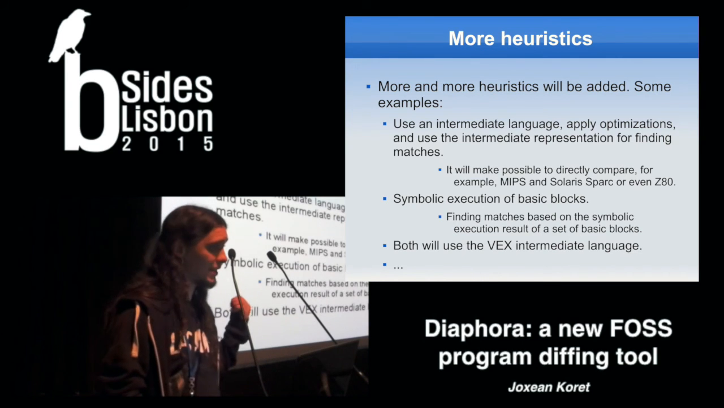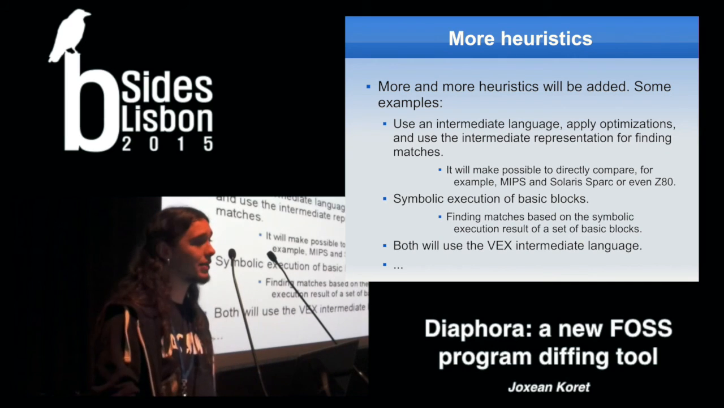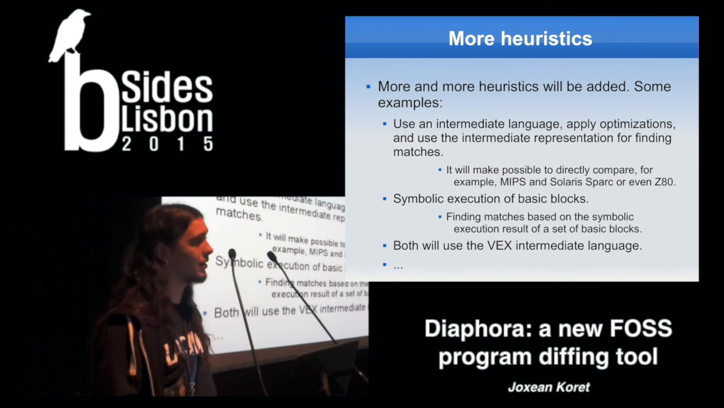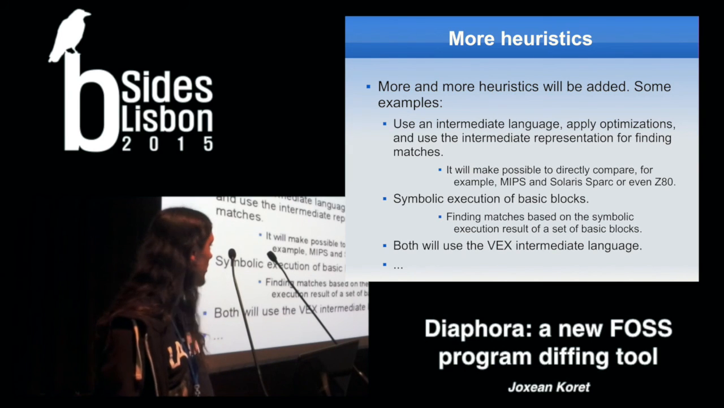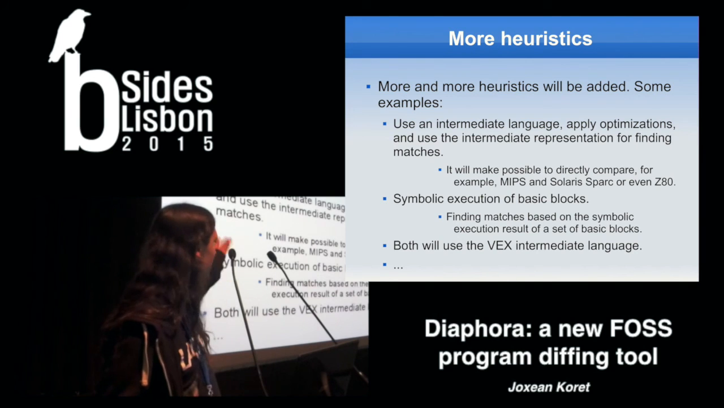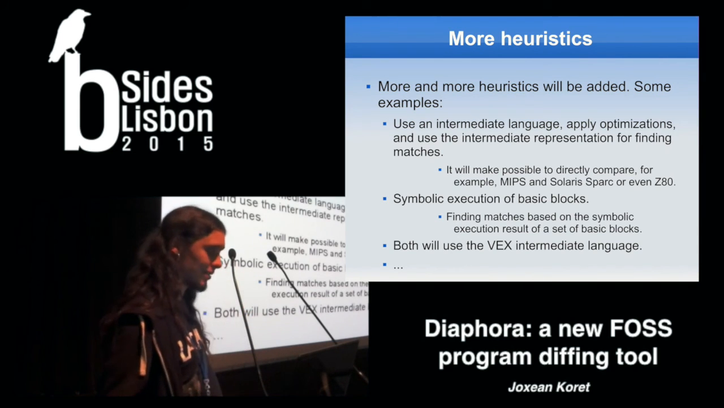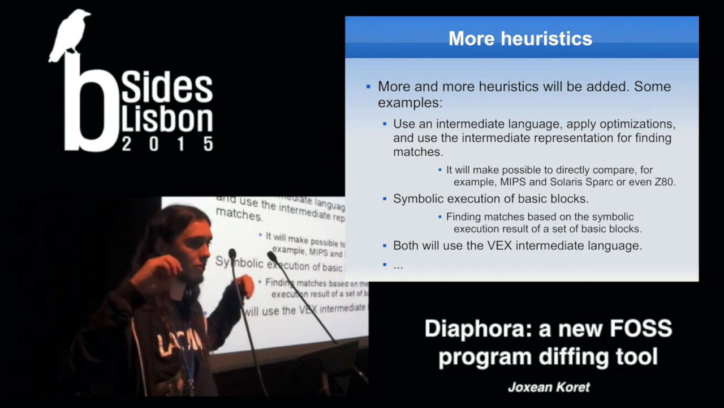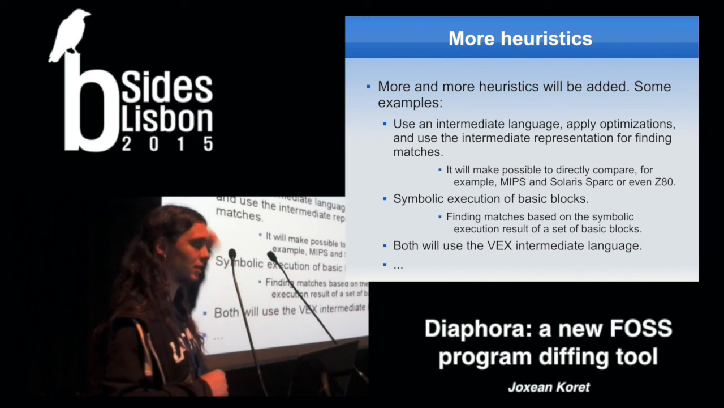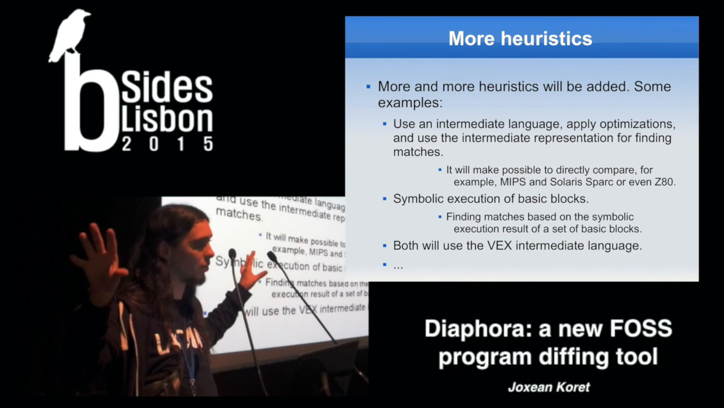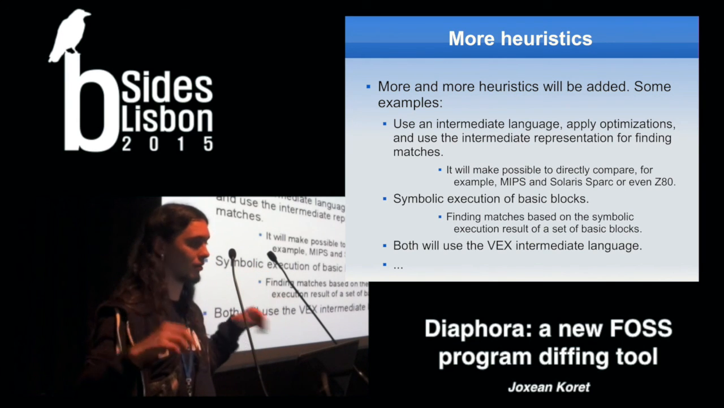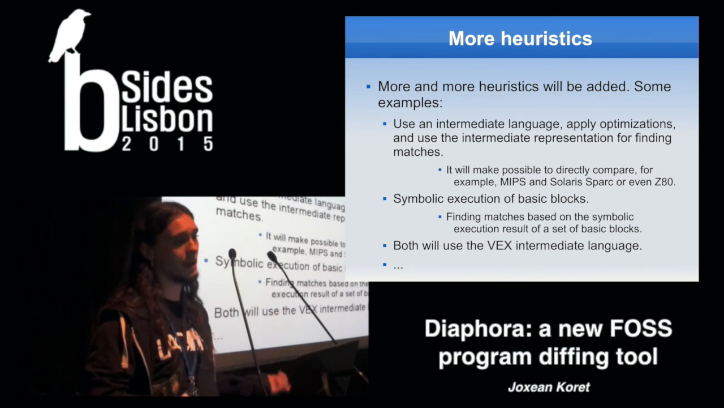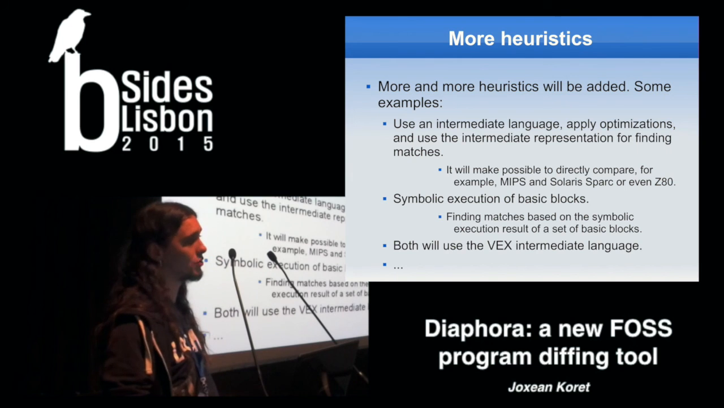Some of the improvements I have in mind are more heuristics, like using an intermediate language instead of raw assembly, applying optimizations over the intermediate language, and then comparing the intermediate representation. It gives good results, and it could be used to compare anything, like, I don't know, MIPS to SPARC. Also, based on this intermediate language, I plan to use symbolic execution. The symbolic execution of basic blocks from different architectures is going to give the same results. So no matter if the instruction set is MIPS in one and PPC in the other, if the final result of a basic block is the same, it is the same thing being done in the basic block. As of today, I'm using VEX. VEX comes from Valgrind, so any instruction set supported by Valgrind will also be supported by Diaphora.